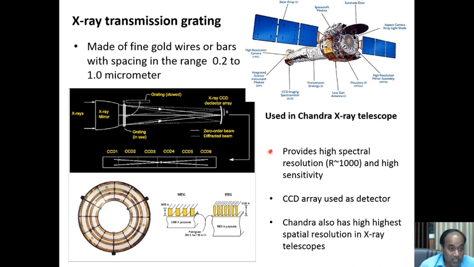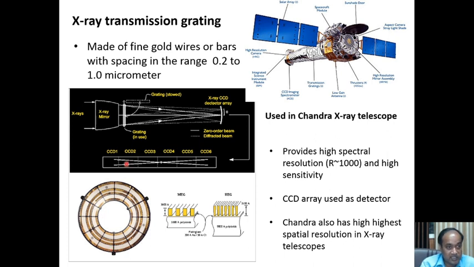But more advanced ways are now used in modern telescopes, which have been flown in the past decade or so. One of them is used in the Chandra X-ray telescope. Chandra X-ray telescope is named after a famous astronomer, Subrahmanyan Chandrasekhar. So here you use gratings. Now gratings are very similar to what you encounter in optical, but of course now the spacing has to be finer, and the techniques are special. You have to use special materials.